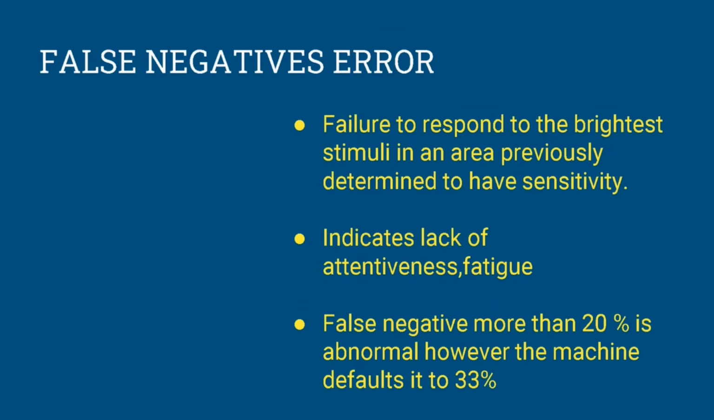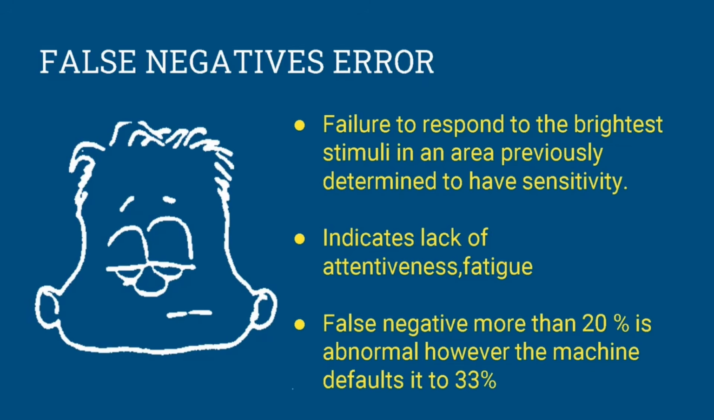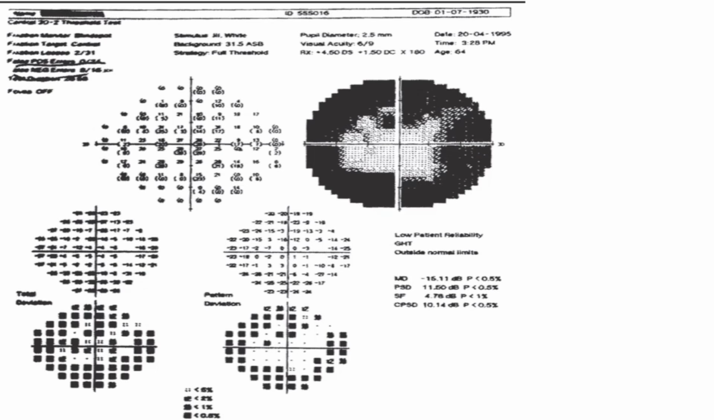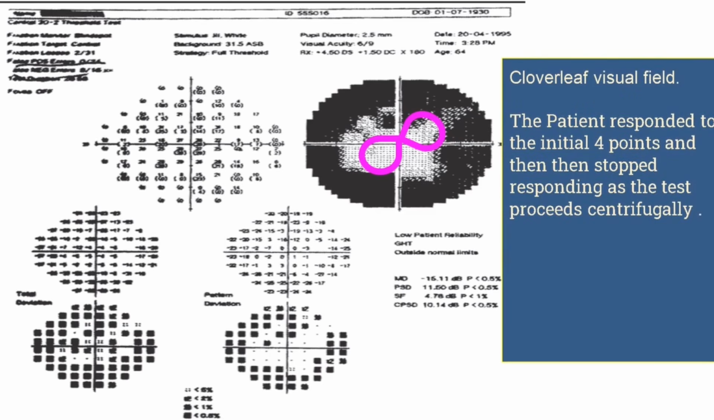However, sometimes the patient does not respond to the brightest of the stimulus in an area where he previously responded. This indicates a lack of attentiveness and fatigue, and this is false negative error. This error more than 20% is abnormal, however the machine takes it as 33%. So such a patient responds very well to the initial central stimulus, and as the test progresses centrifugally, the patient sleeps off and gives us a cloverleaf visual field pattern.